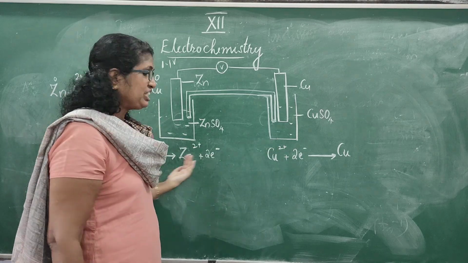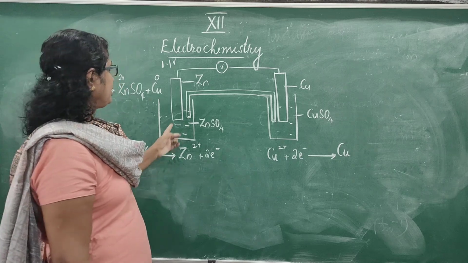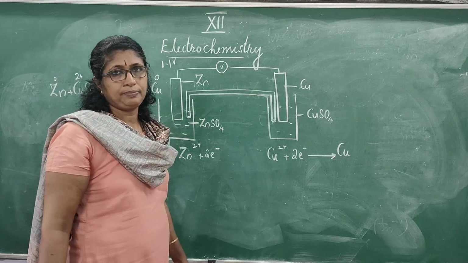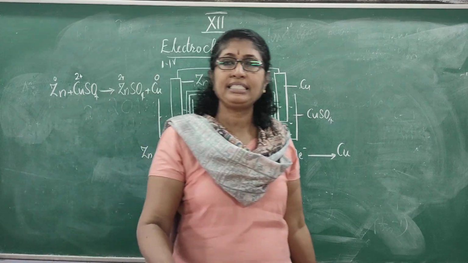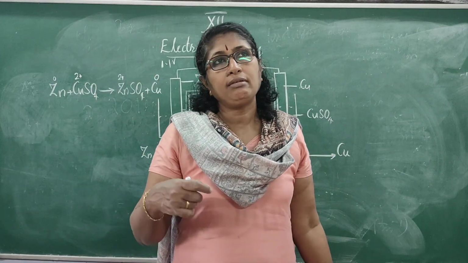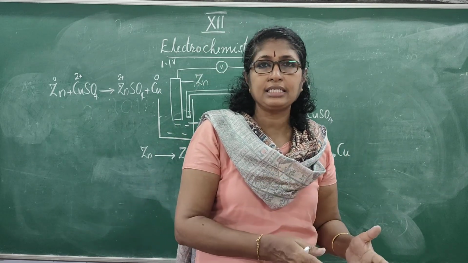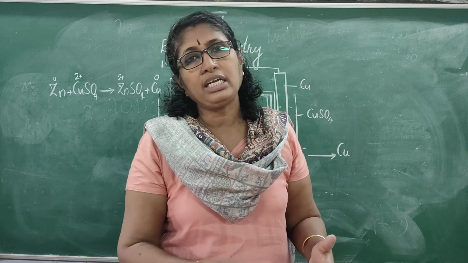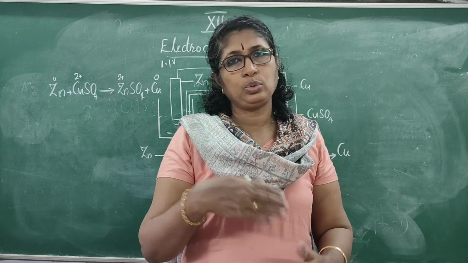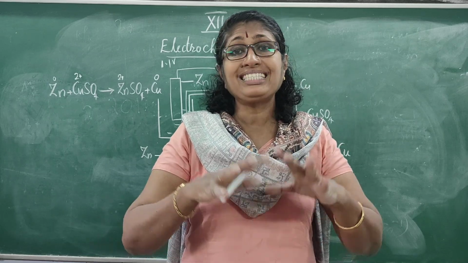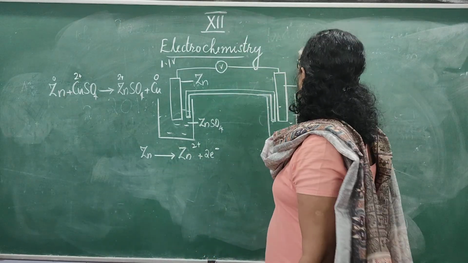That is, oxidation and reduction is taking place, and due to that chemical reaction, electrical energy is produced. So this is the basic principle. In electrochemistry, we are going to study the appliances which convert electrical energy to chemical energy, and appliances which convert chemical energy to electrical energy. These appliances or devices are called electrochemical cells.